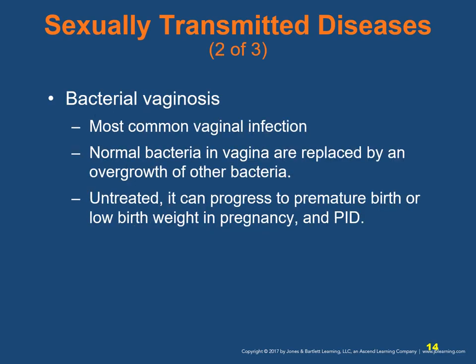Bacterial vaginosis, the most common vaginal infection to affect women ages 15 to 44 years. Normal bacteria in the vagina are replaced by an overgrowth of other bacteria. Symptoms include itching, burning, pain, and a fishy, foul-smelling discharge. Untreated, it can lead to premature birth or low birth weight in case of pregnancy, make the patient more susceptible to other serious infections, and cause PID.